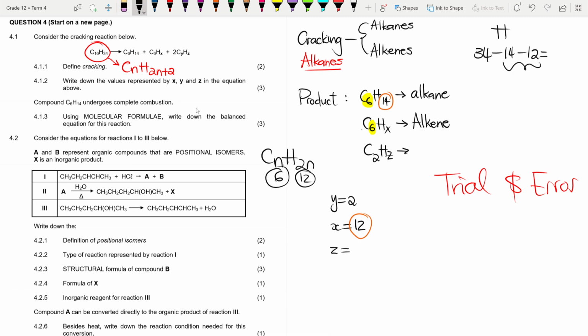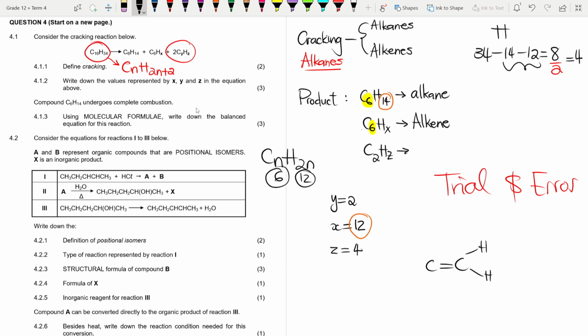It's 8. 34 minus 40 minus 12 is 8. Then because the molecule itself is multiplied by 2, we have to divide that by 2 in order to find the value for one of them. And that should give me 4. So I say Z is 4, and then I see if that is possible. And indeed it is possible.